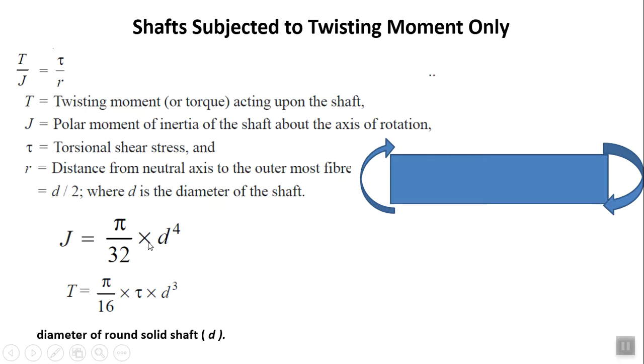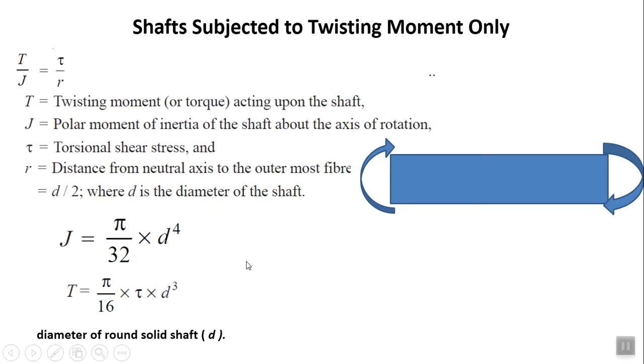If I keep this value, J is equal to pi by 32 into d raised to 4, into this equation, again keeping R is equal to d by 2, we will get this equation of torque: T is equal to pi by 16 tau into d cube. This is for the diameter of a round solid shaft. Here, if the shaft material is specified, then automatically the allowable shear stress value will be decided, meaning the tau value will be decided. And if the outer forces are given, meaning torque is given, then you can calculate the value of diameter. This particular equation is only applicable when the shaft is subjected to twisting moment only.